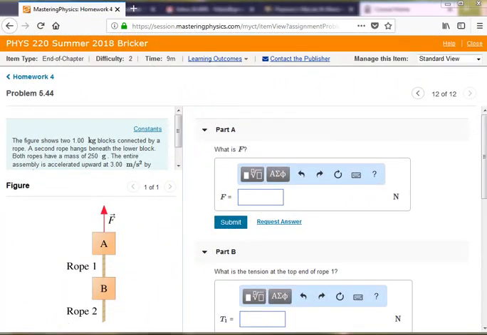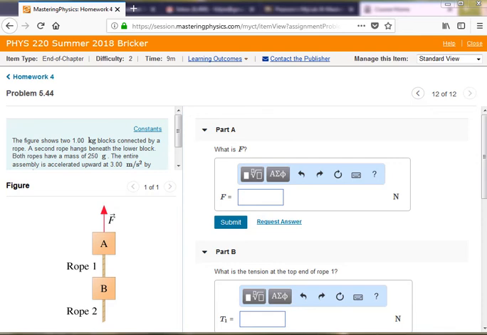Okay, so we have 5.44, and in the picture we have two 100-kilogram blocks connected by a rope. The second rope hangs beneath the block B here. Both ropes have a mass of 250 grams, or in other words 0.25 kilograms. The entire assembly is accelerated upward at 3 meters per second squared.